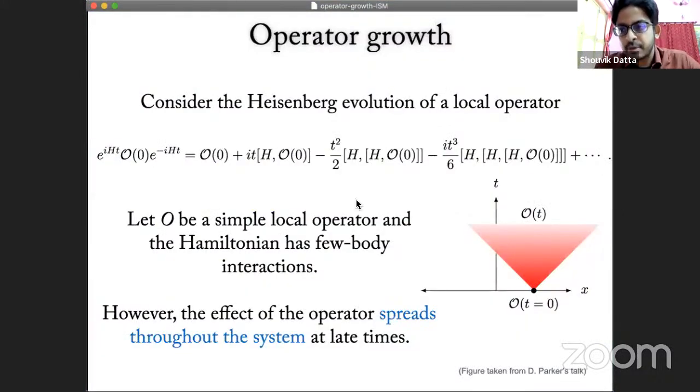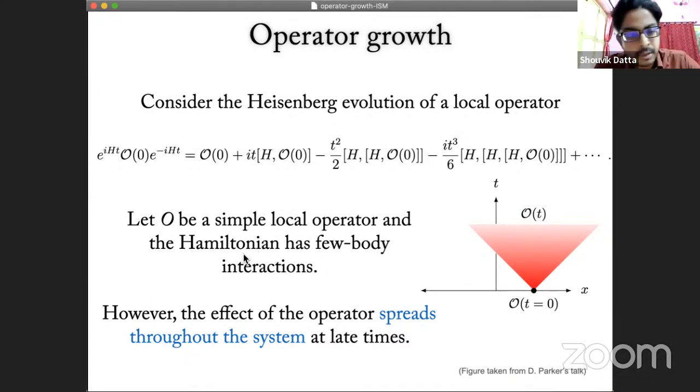So let's start really simple, and let's take a quantum mechanical system and a local operator O, and let's consider the unitary evolution given by the Heisenberg evolution of this operator O. And it's given by this, and as we know very well, you can use the Baker-Campbell-Hausdorff formula, and you can rewrite this as a power series for small times, and you get nested commutators with the Hamiltonian of this operator O. Now, O can be a simple local operator, and the Hamiltonian can have few body interactions.